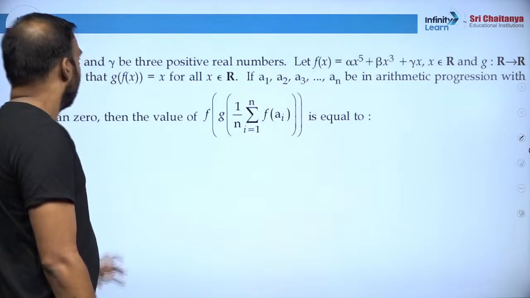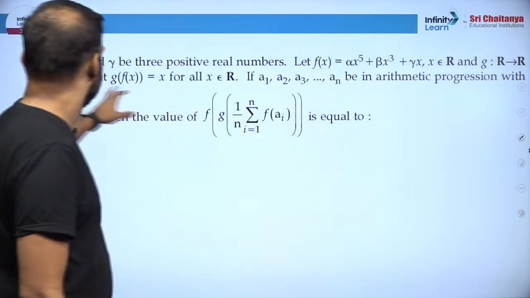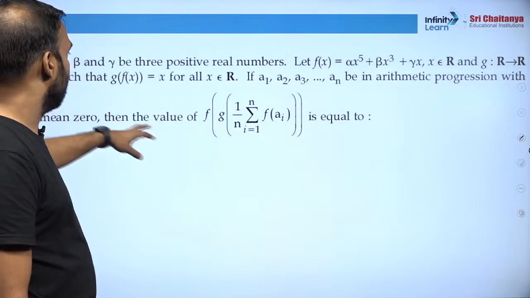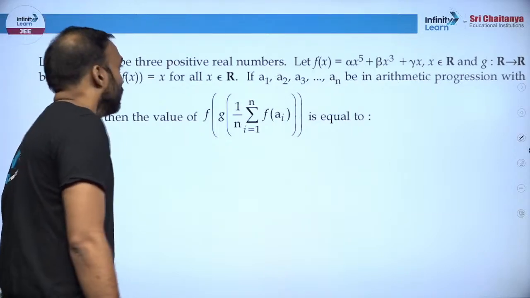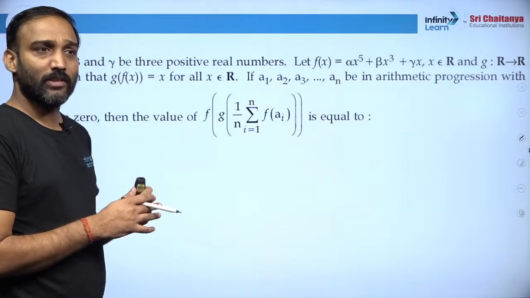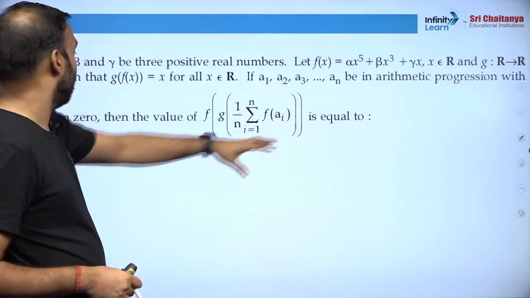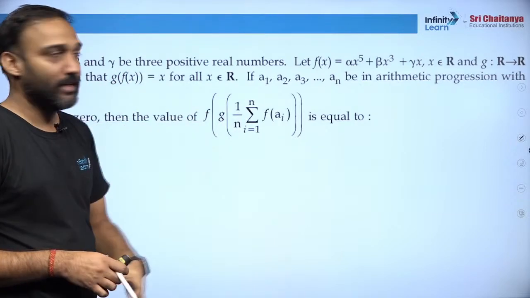Next question. α, β, γ are 3 positive real numbers. The functions f and g are given, and a1, a2, ..., an are in AP, right? So we have to find out f of g of something. Cool, the mean is 0. This question is a very good question, right? It involves functions, AP, GP, then arithmetic mean, then composite function and sigma as well.